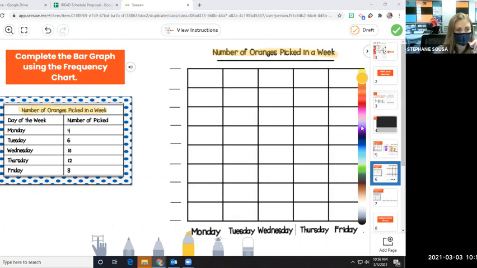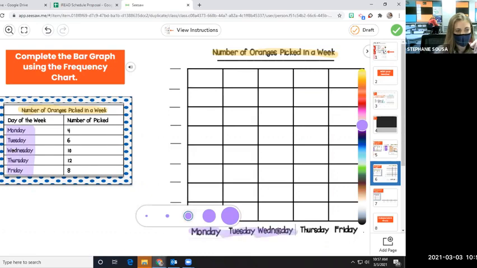Let's take a look at our categories. I'm going to change my highlighting color so that I can see the difference very clearly. My categories are the days of the week. Monday, Tuesday, Wednesday, Thursday, Friday, right here. Notice on your bar graph, they're the same categories. Look, Monday, Tuesday, Wednesday, Thursday, Friday. There aren't any changes between our frequency chart and our graphing. Okay.